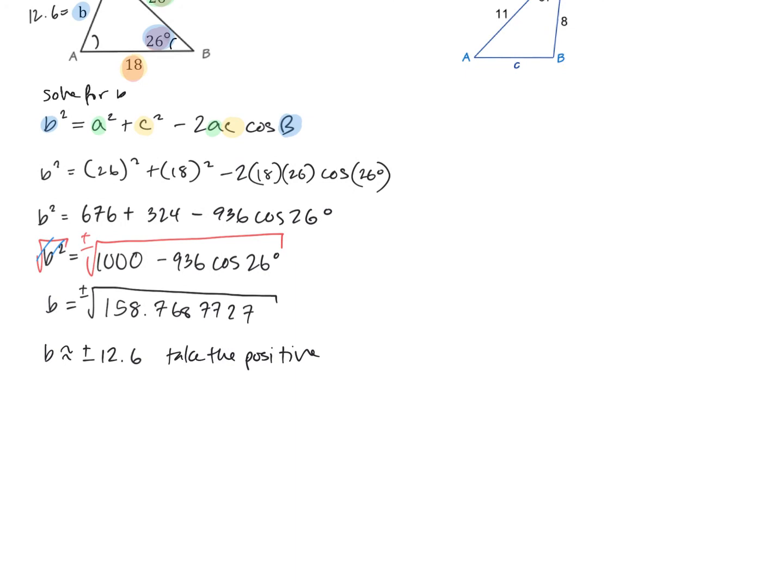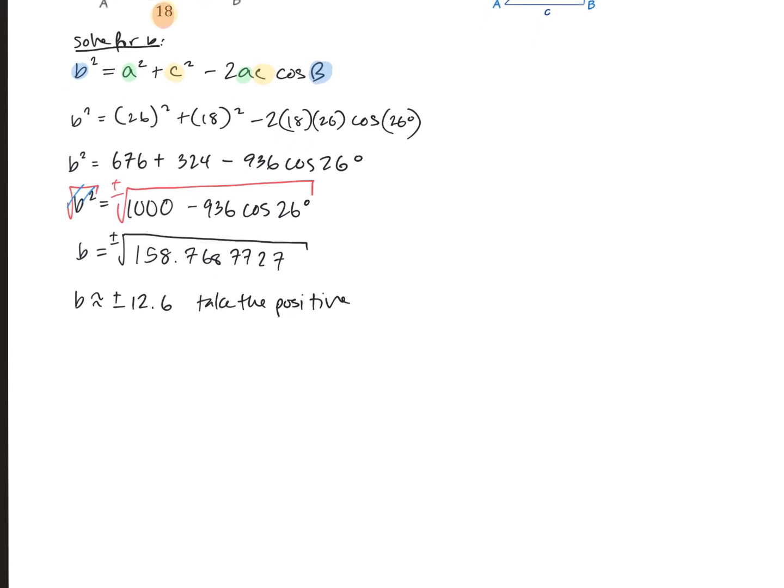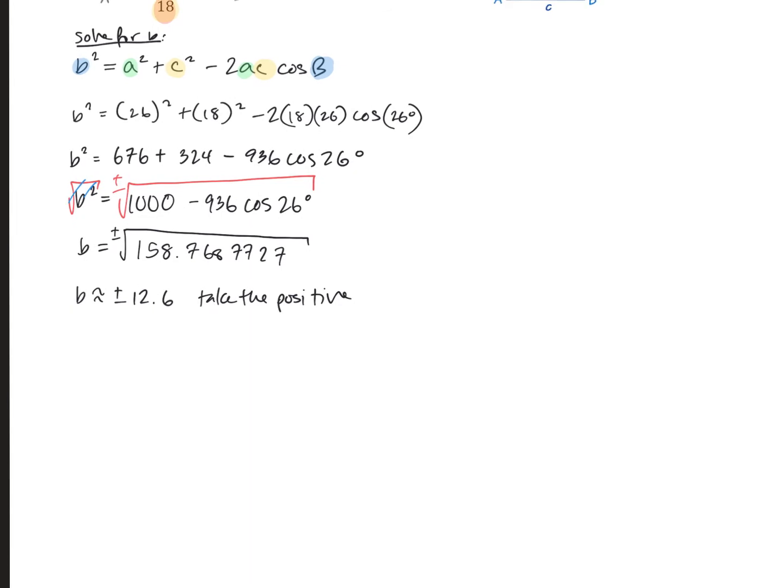Little b. Once again, be careful of your capitals and lowercases, because they really do make a difference here, because we're using capital and lowercase b's and a's and c's. So let's solve for c. It's hard with c to tell a capital, but okay. Let's use c squared equals a squared plus b squared minus 2ab cosine of c.